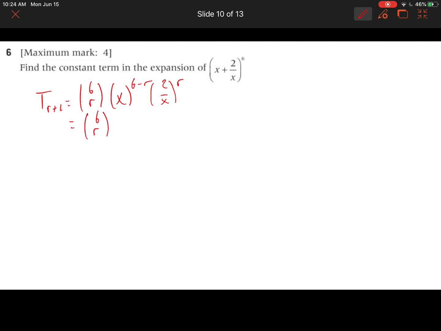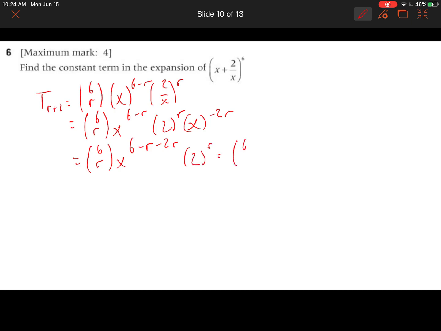All right. We can do a little bit of simplifying here. 6 choose r, x to the 6 minus r, that's 2 to the r, that is x to the negative 2r. Let's combine some more stuff. This means we get 6 choose r, x to the 6 minus r minus 2r times 2 to the r, or 6 choose r times 2 to the r times x to the 6 minus 3r. If this is a constant term, we need this exponent to equal 0. So if we have 6 minus 3r equals 0, 6 equals 3r, 2 is equal to r.